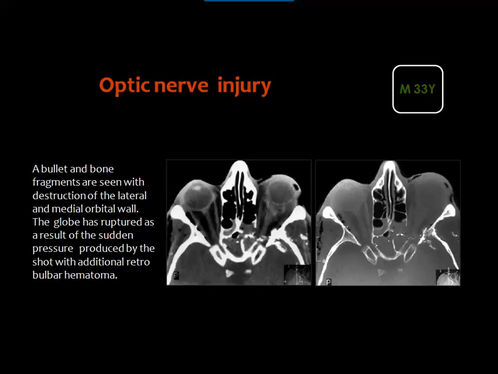Then optic nerve injuries are usually the sequelae of penetrating orbital trauma, especially gunshot injuries. And it is very rare to see an injury to the optic nerve by blunt trauma to the orbit. And this is the firearm injury to the left orbit with possible disruption of the optic nerve in this particular area.